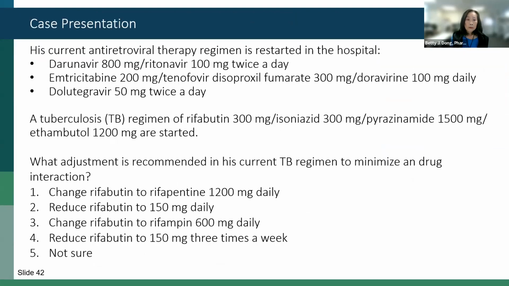So his current antiretroviral therapy is restarted in the hospital, and a tuberculosis regimen of rifabutin 300, isoniazid 300, pyrazinamide 1500, and ethambutol 1200, or RIPE, is started. So what adjustment is recommended in his current TB regimen to minimize a drug interaction? Would you recommend that they change his rifabutin to rifapentine 1200 milligrams a day, reduce the rifabutin to 150 milligrams daily, change his rifabutin to rifampin 600 milligrams daily, or reduce his rifabutin to 150 milligrams 3 times weekly? Would you please answer?